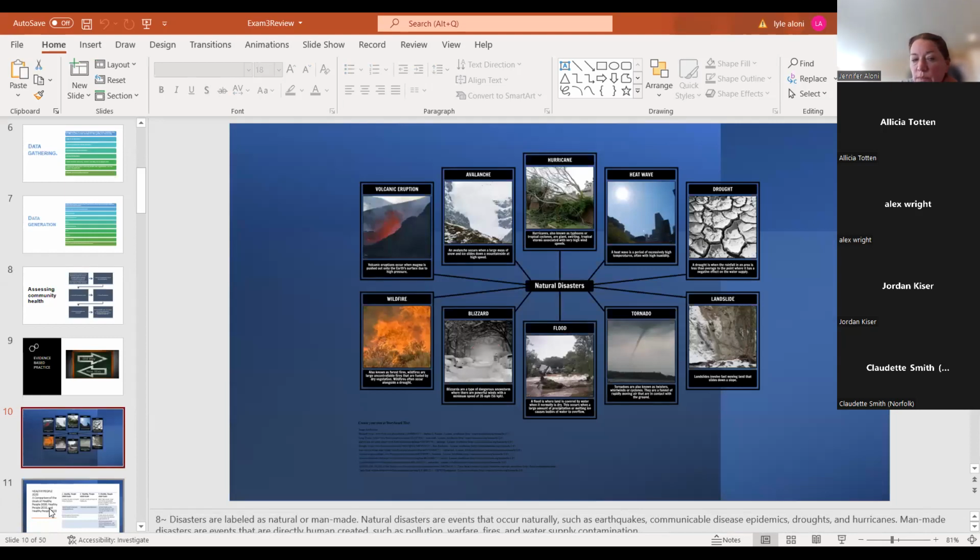Natural disasters. I talked to my class about this this week. We have our natural disasters, which are going to be ones that occur because something's happened in the earth. So we'll have volcanoes, avalanches, hurricanes, heat wave, a drought, landslides, tornadoes, floods, blizzards, wildfires. Does anybody remember the other kind of disaster?